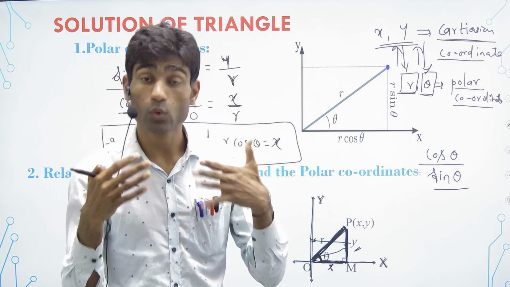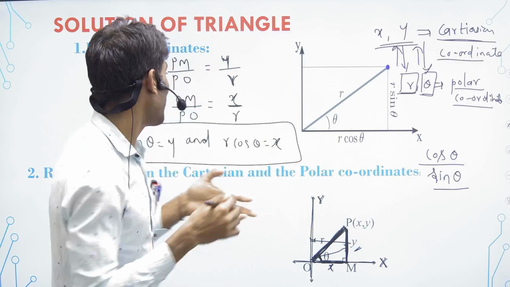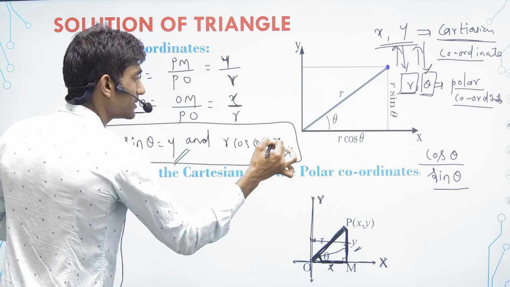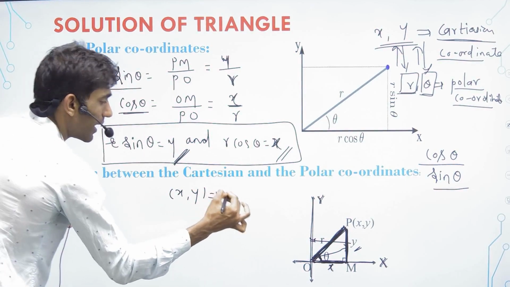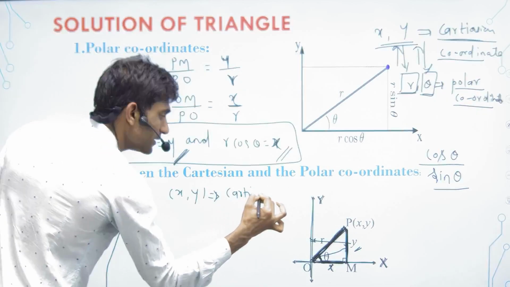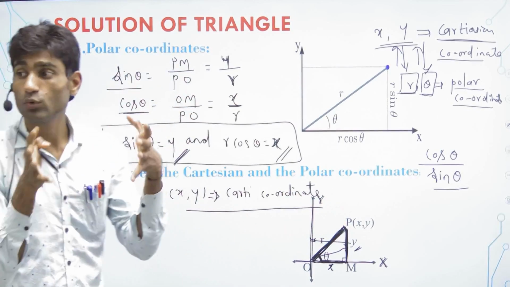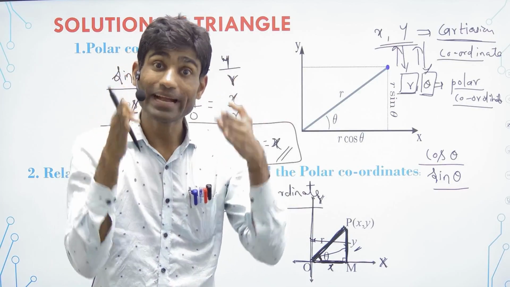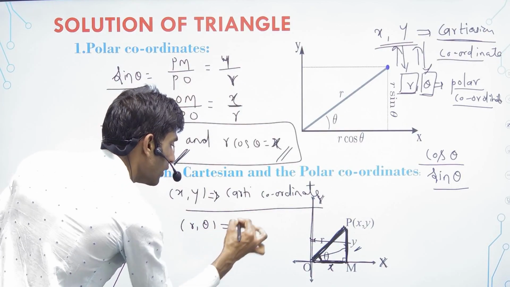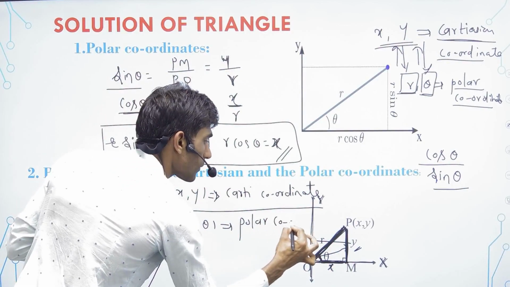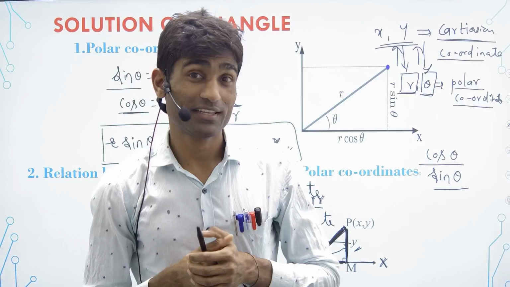So what we want here is the Cartesian coordinate. That means we want the value of X and the value of Y, which together represent the Cartesian coordinate. And when we take R and theta together, they represent the polar coordinate. Is it representing? Yes, sir, it is representing Cartesian and polar coordinates.